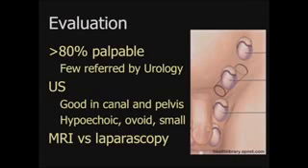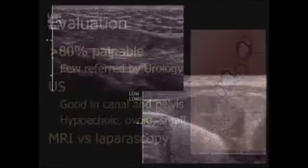Beyond the inguinal canal, it gets a little sketchy as to whether we should really be doing imaging. A lot of people have advocated MRI or multi-detector CT, but really with the advent of laparoscopy, most urologists are going straight to laparoscopy if they cannot find the testis within the inguinal canal.